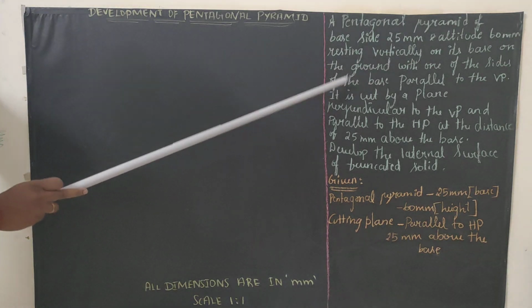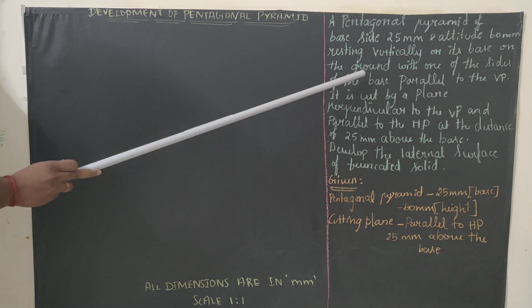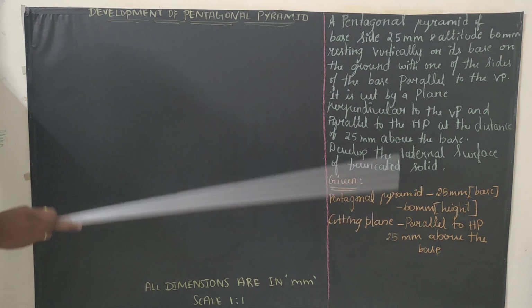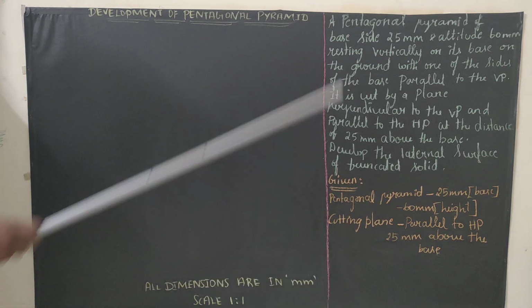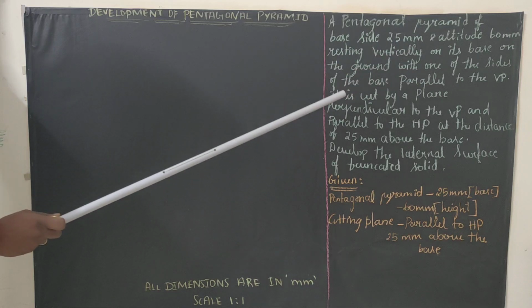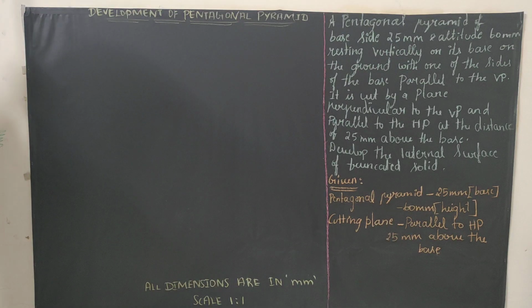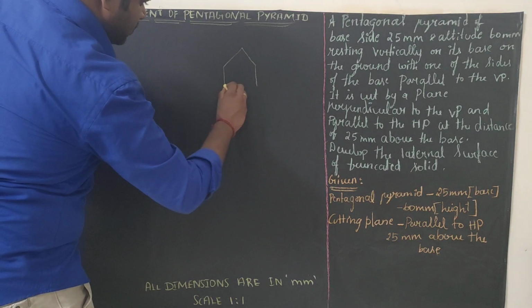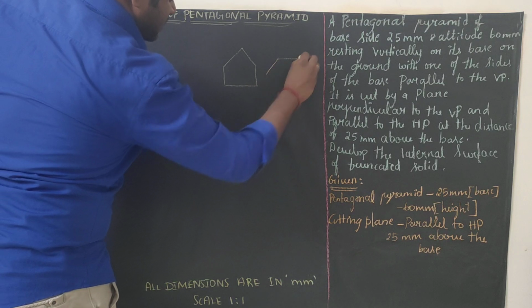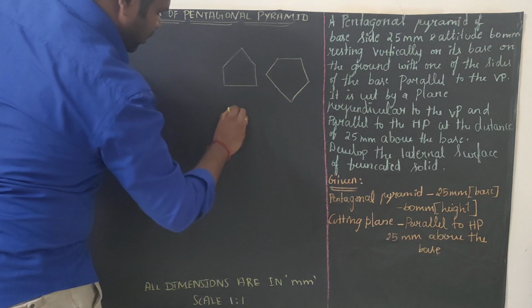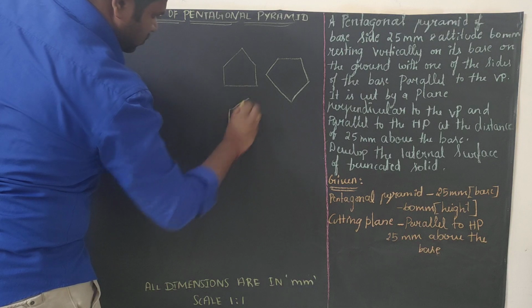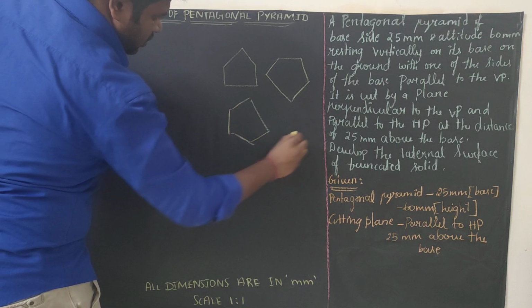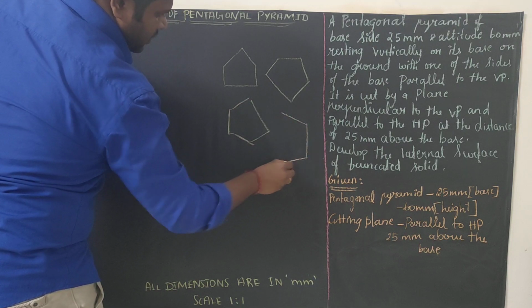It rests on its base on the ground with one of the sides parallel. Resting on the ground means we are going to draw the base diagram in HP with one of the base sides parallel to VP. A pentagon can be drawn in a number of ways. We can draw the pentagon like this, like this, like this, or in this manner.